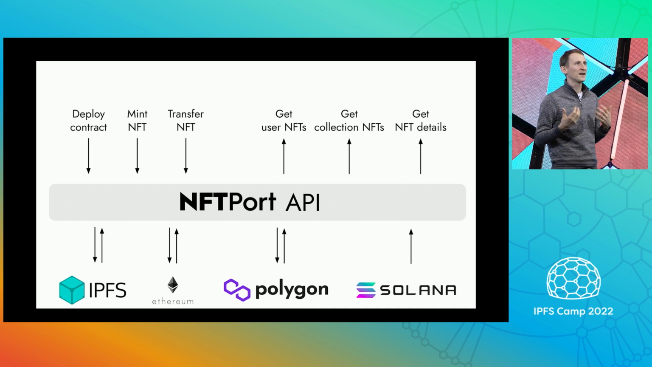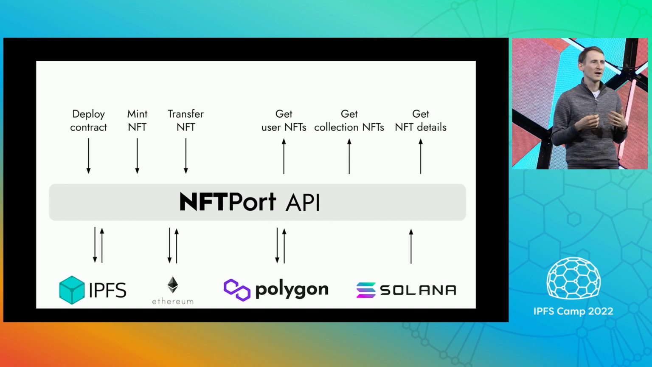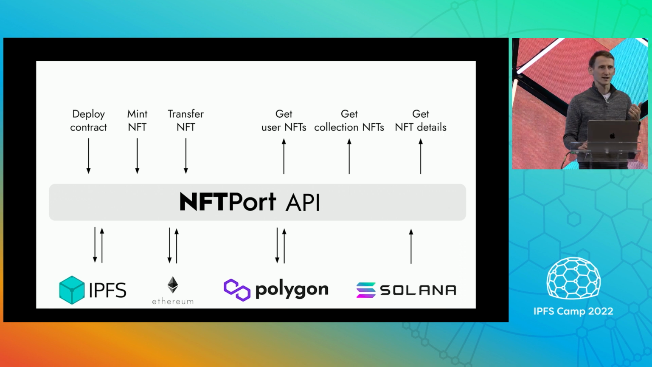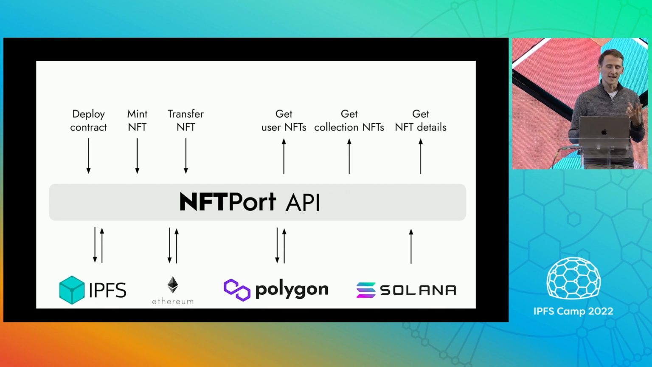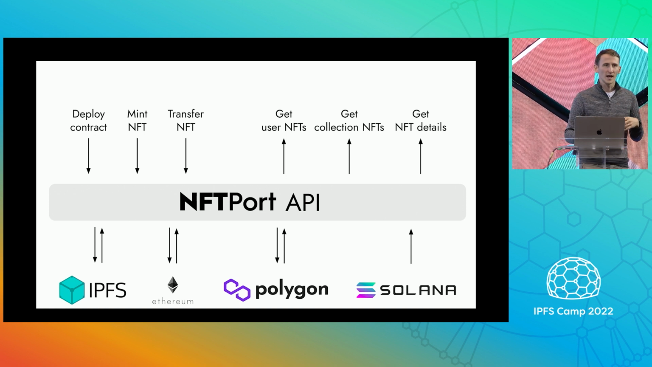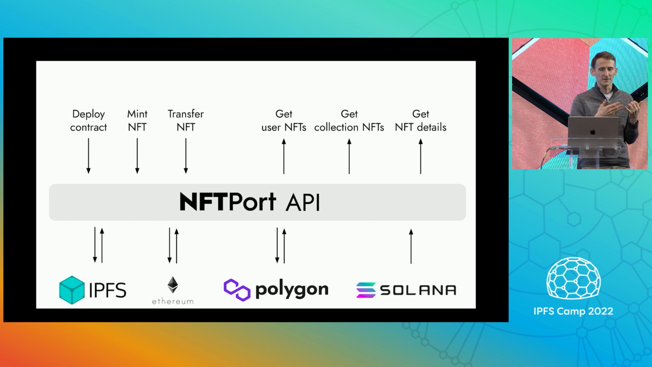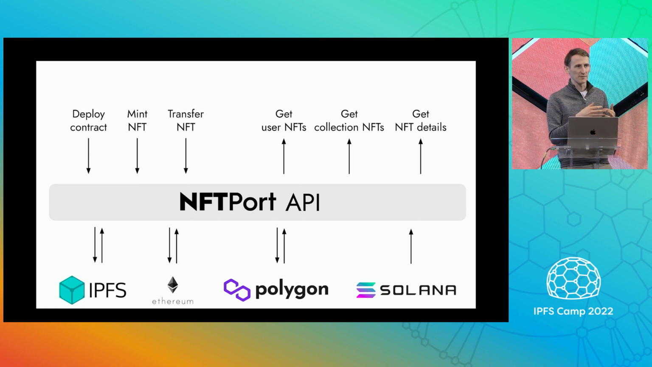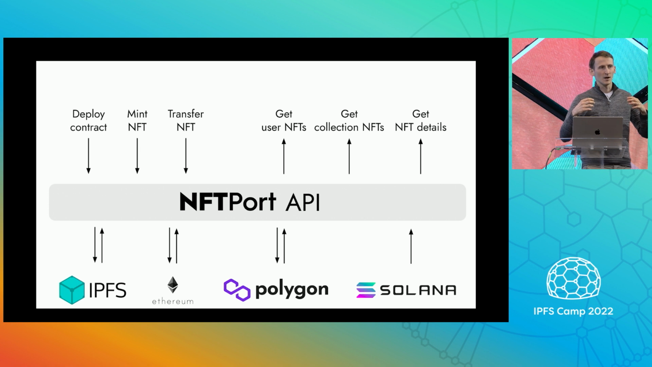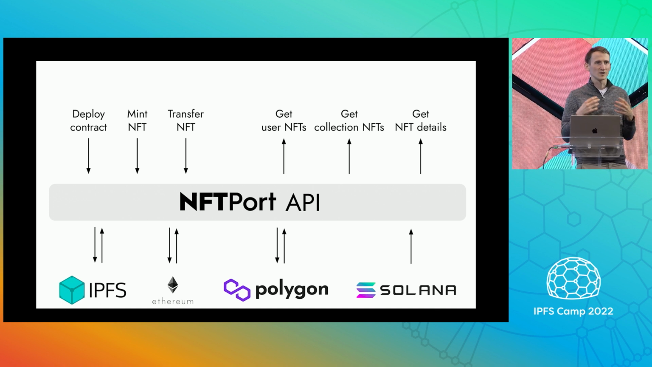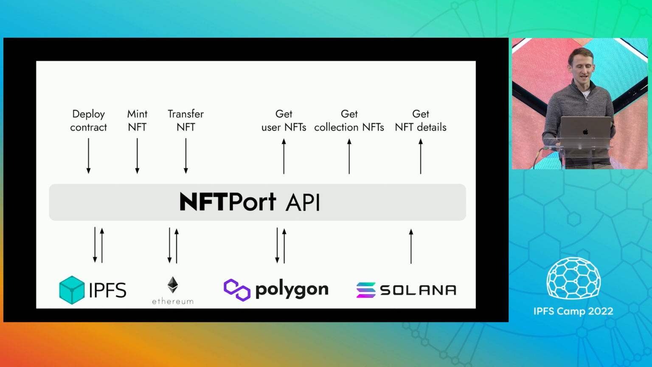So NFTPort offers a REST API, where you can do simple, concrete actions with single API calls. You can deploy a contract, mint an NFT, transfer or burn an NFT. Each of these is a single API call, and all of these are writing to different chains. Or you can read from different chains: get the wallet's NFTs, get the collection NFTs, get the details of an NFT, etc. And we try to make it as simple as possible to use NFTs so that it can become the standard, very easy to use, broadly used technology that we imagine it to be.